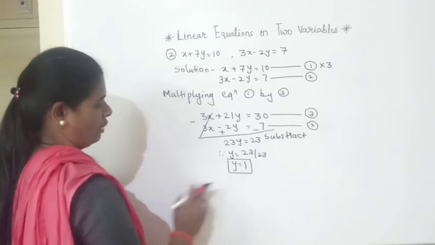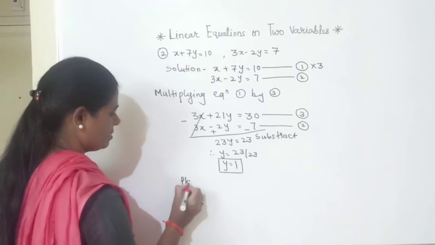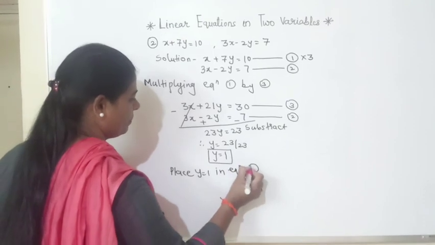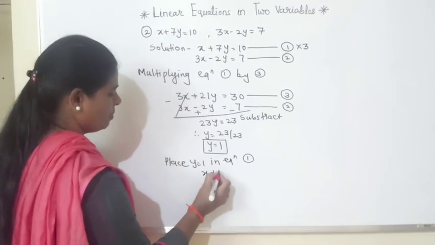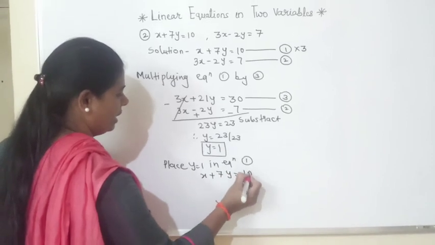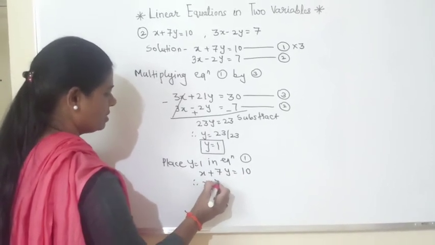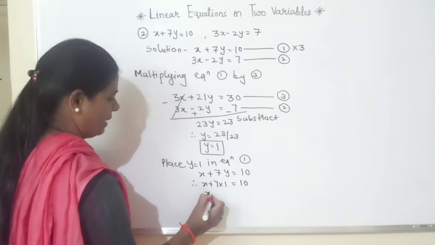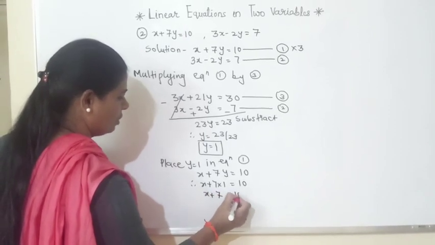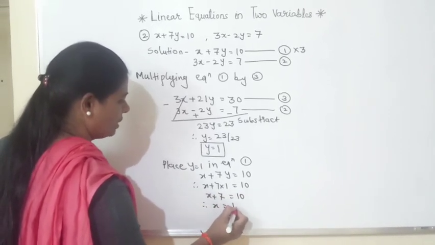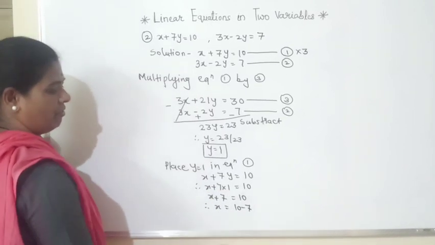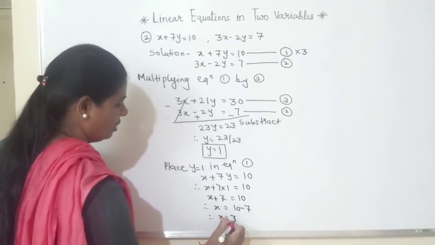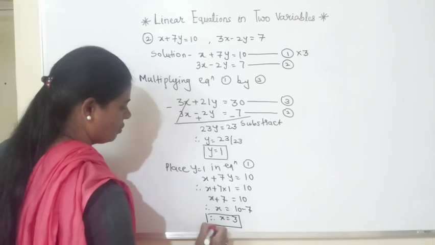Okay, now we got the value of y, that is 1. So place y equal to 1 in equation 1. Now what is equation 1? That is x plus 7y equal to 10. Therefore x plus 7 into the value of y, which is 1, we have to place it here. So x plus 7 1 is 7, that is equal to 10. Therefore x equal to 10 minus 7. Plus 7 will move towards 10 and it will become minus. So 10 minus 7 is 3. So we will get the value of x, that is equal to 3.